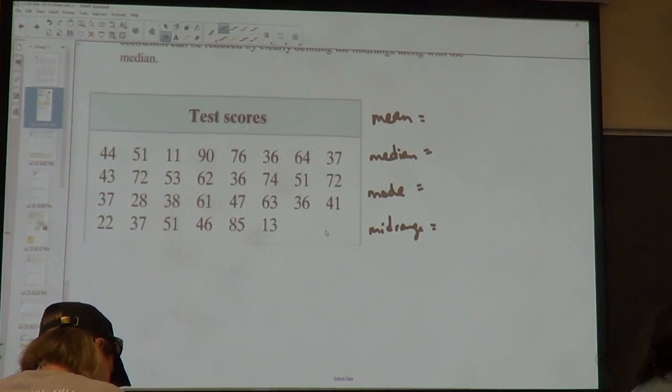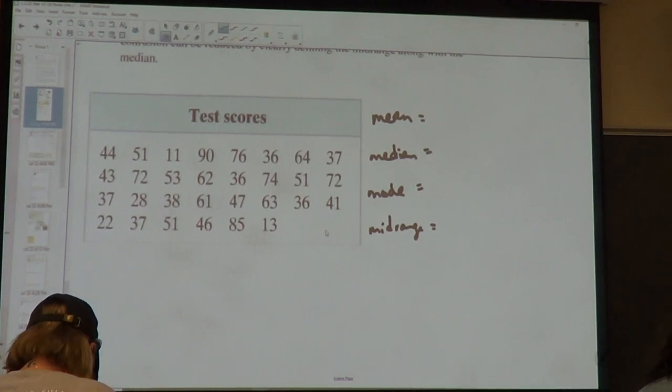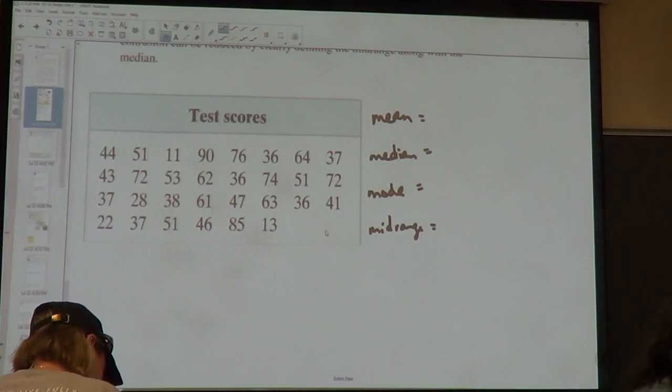You put 44, enter. 43, enter. 37. Get all those together. So you're on line 31.